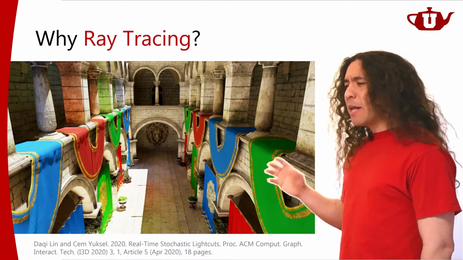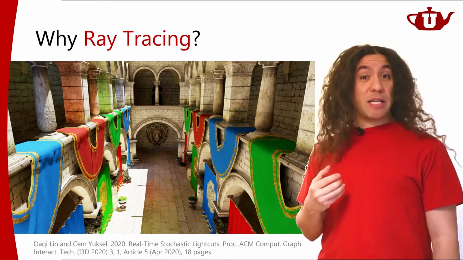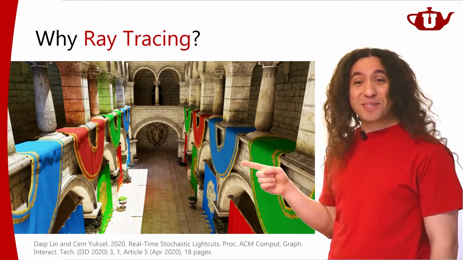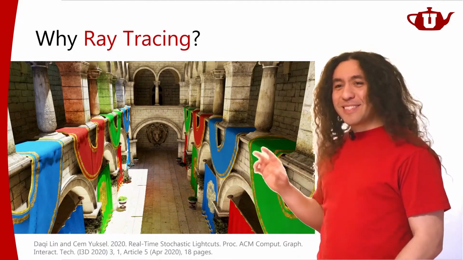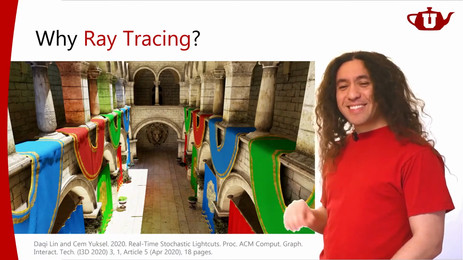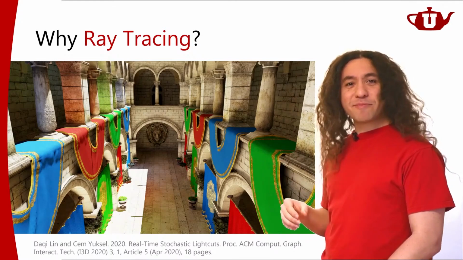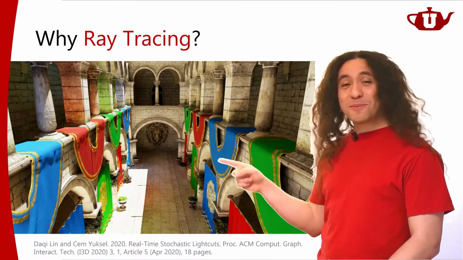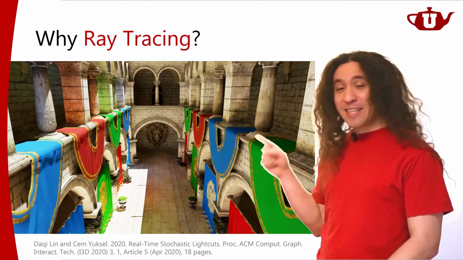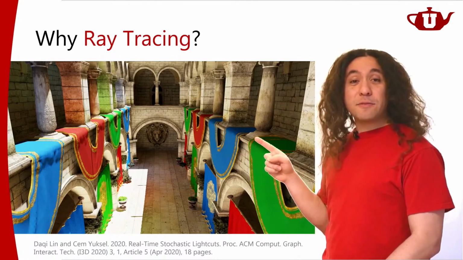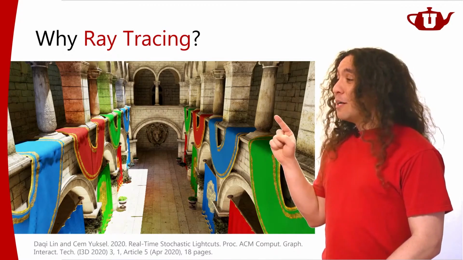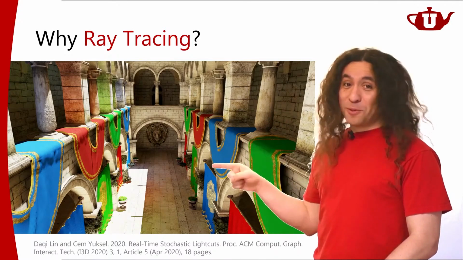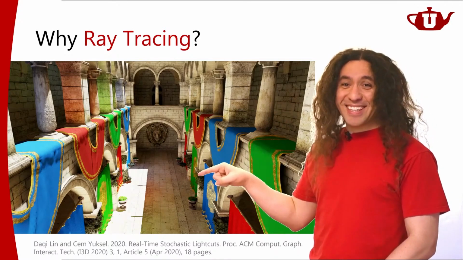We don't have good rasterization-based solutions for global illumination. There are solutions, yes, and I'll show you one, but they're not necessarily good ones. So we're kind of stuck with ray tracing. Now this is real-time global illumination. Yes, computed on the GPU, but it is using GPU ray tracing. So there's ray tracing in here.